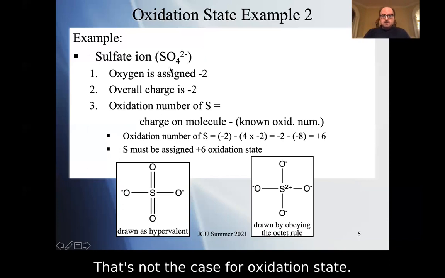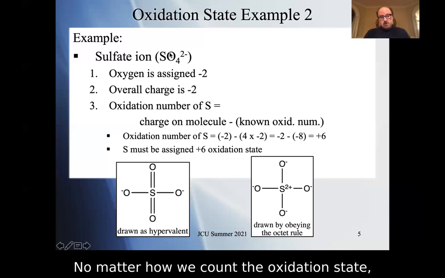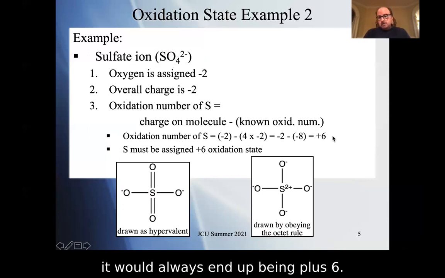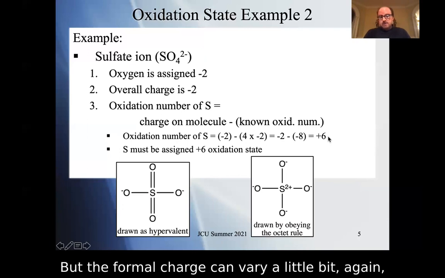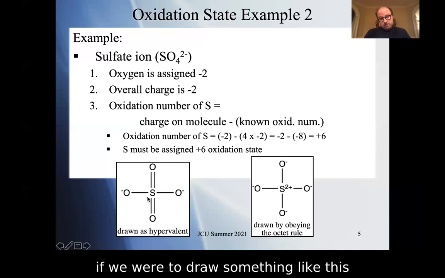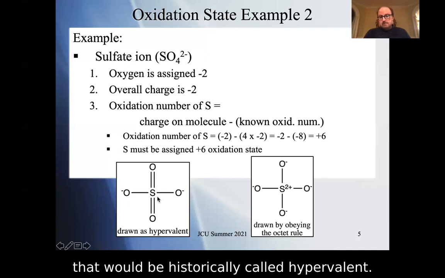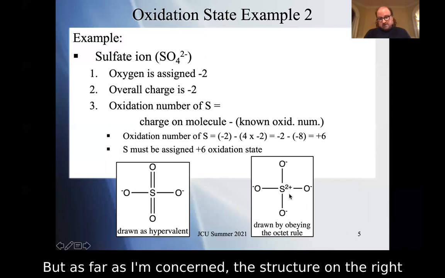That's not the case for oxidation state. No matter how we count the oxidation state, it would always end up being +6. But the formal charge can vary a little bit. Again, if we were to draw something like this, that would be historically called hypervalent. But as far as I'm concerned, the structure on the right is the preferable one.